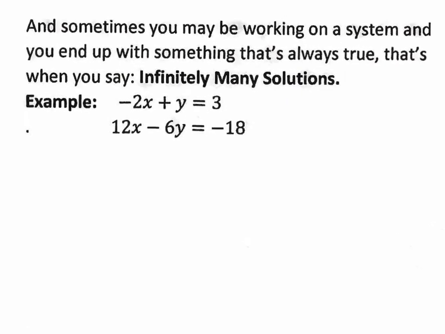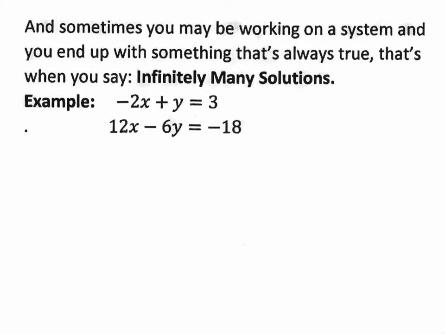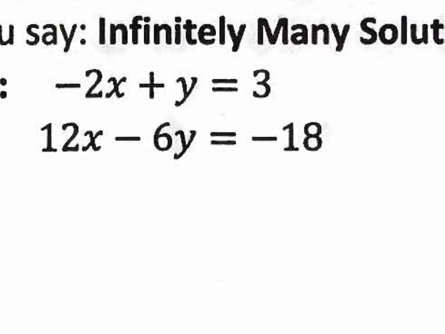And sometimes you may be working on a system and you end up with something that's always true. That's when you say infinitely many solutions. So what do I mean by always true? If you end up with like 5 equals 5 or 0 equals 0, then you know that that's always true. You just say infinitely many solutions. So let's start working on this example, which is going to be infinitely many solutions.